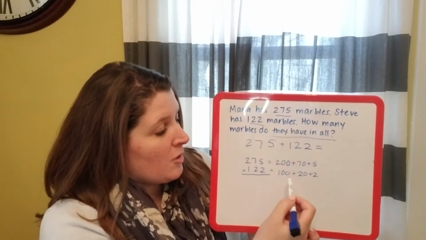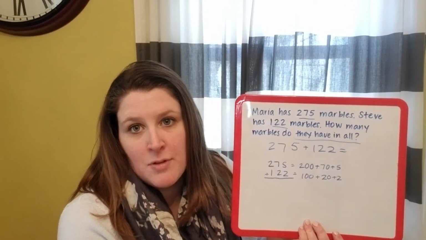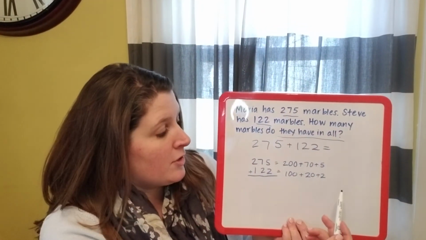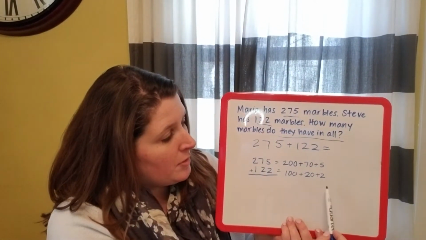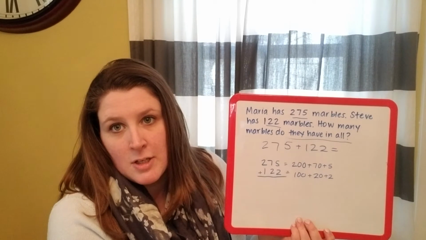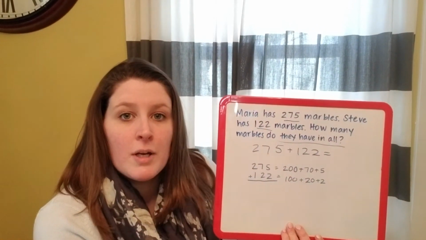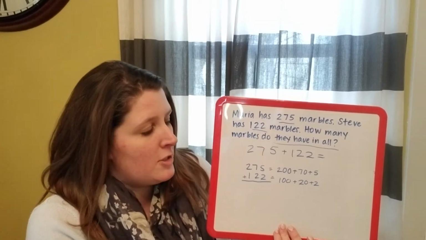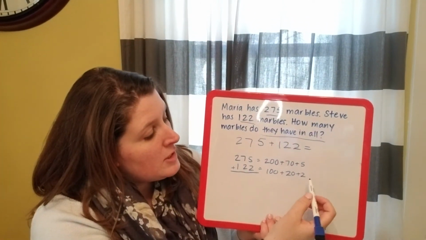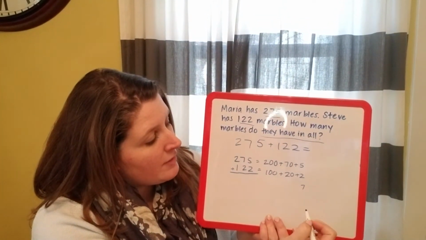Students tend to start with the hundreds place, which makes sense because if you think about how we read from left to right, it's natural to want to start on this side. However, as we know, we want to start at the ones side. So that's something you may have to remind your students of, that we always start with the ones place, so that if we have to regroup, we know how to do it. So 5 plus 2 here, 7.